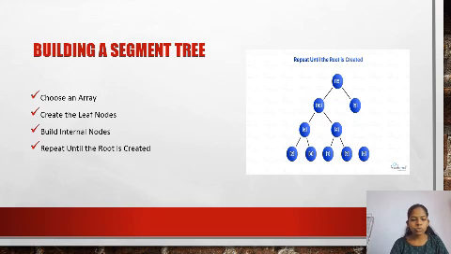Then build internal nodes. Combine pairs of leaf nodes to create the parent node. Each parent node stores the result of the operation you take. Then repeat the process until the root node is created. In this example, we are taking the operation as sum. Sum of 2 and 4 we got 6. Then sum of 1 and 3 we got 4. Then sum of 6 and 4 we got 10. Then finally sum of 10 and 5 we got 15.